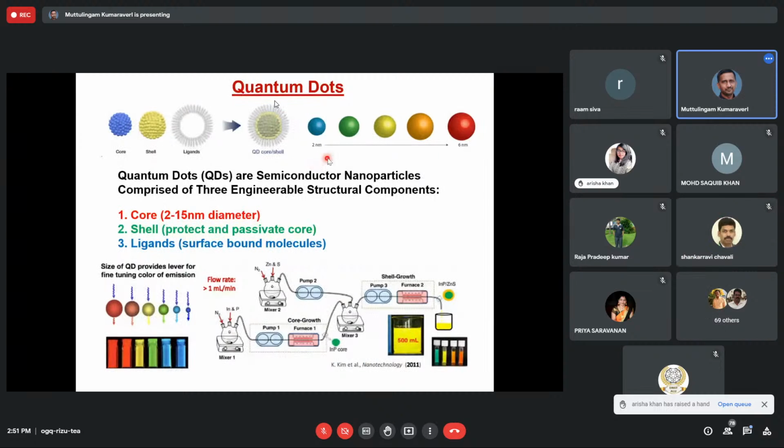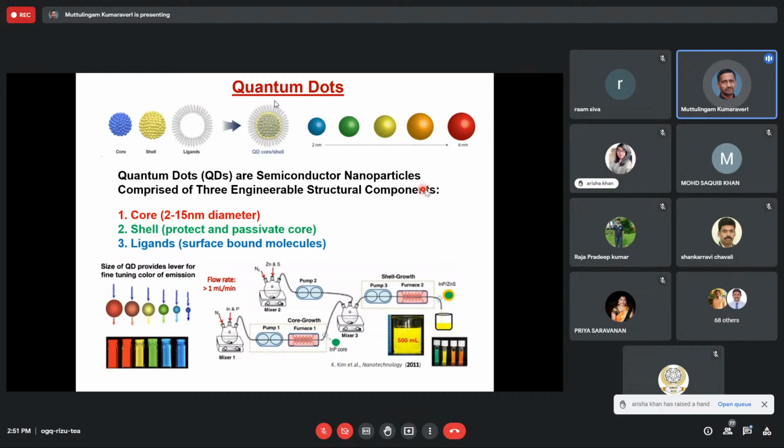The core size is going to define the colors. It's from 2 to 6 nanometers. If the core is 2 nanometers of the same material, it might be blue. Then when the size is increased, it can go through to red. So it is easily tunable to different colors.